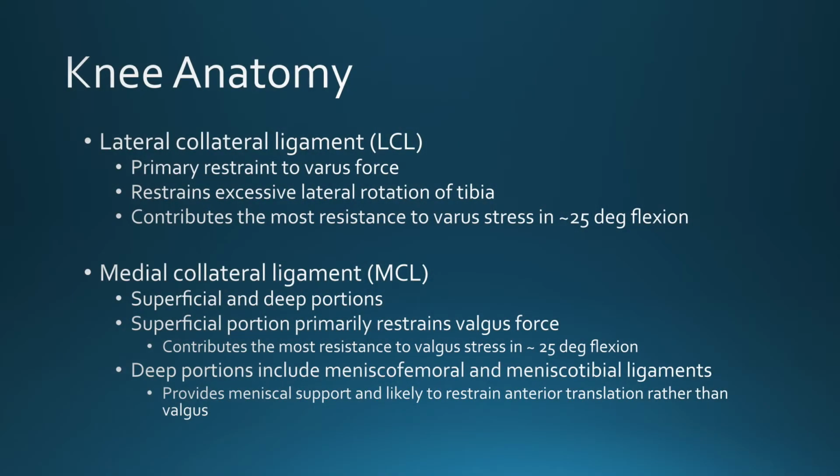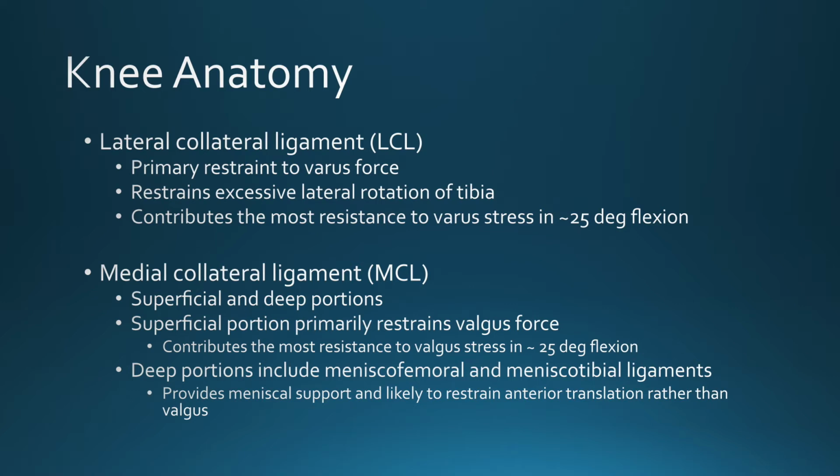So we also have the collateral ligaments. The lateral collateral ligament is extracapsular. It provides the primary restraint to varus force. It restrains excessive lateral rotation of the tibia and contributes the most resistance to varus stress at approximately 25 degrees of flexion.